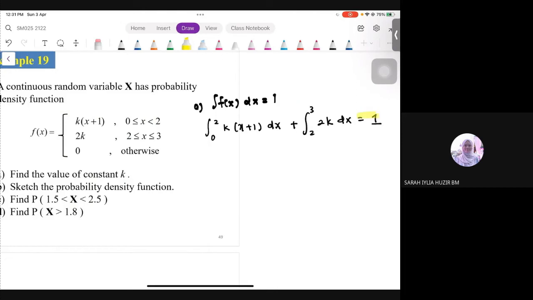Kalau tak buat sama dengan 1, nanti hanging lah kan. Tak dapatlah jawapan k tu apa. So, dia mesti equal to 1.